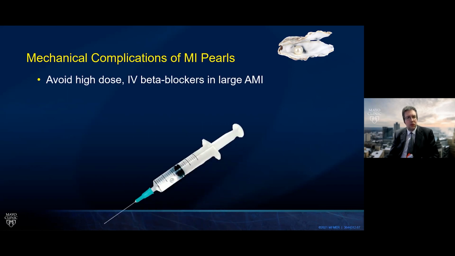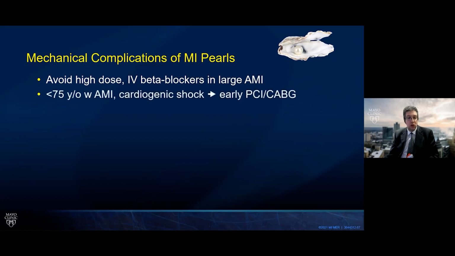Avoid high dose protocolized IV beta blockers in large acute MI. You've got to think about what you're doing because we know that these can result in profound LV failure. This can result in cardiogenic shock. So as you're thinking about use of beta blockers, be judicious.